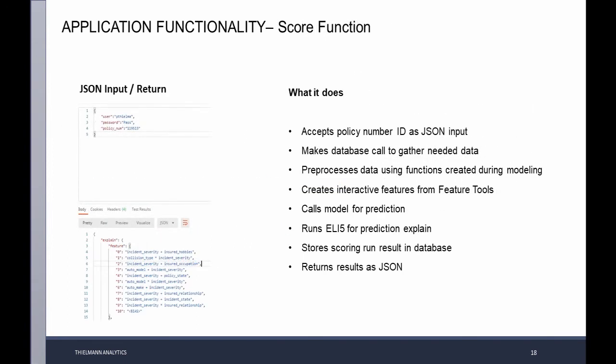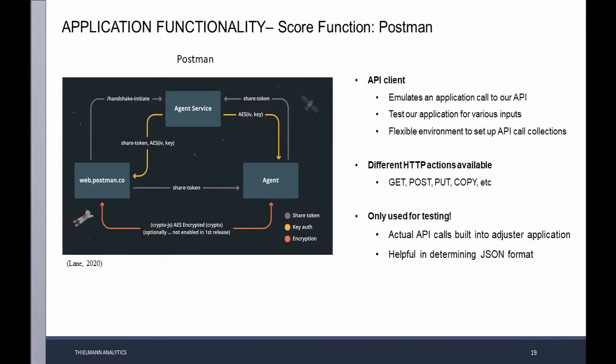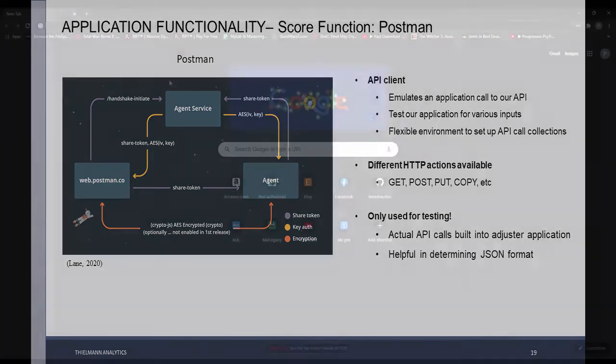Our scoring function accepts a JSON input, makes a data call that gathers all the data that's needed, pre-processes, creates our interactive feature, calls the model for prediction, runs our prediction explain, stores the scoring result in the database, and returns the JSON. A product called Postman was used, and really all this is a way to test our application to make sure it's working how we think it should be working.